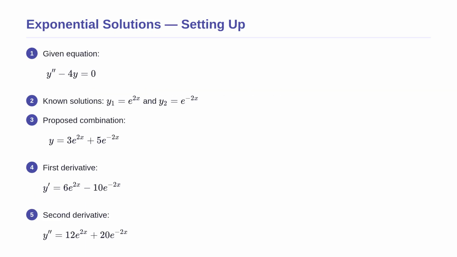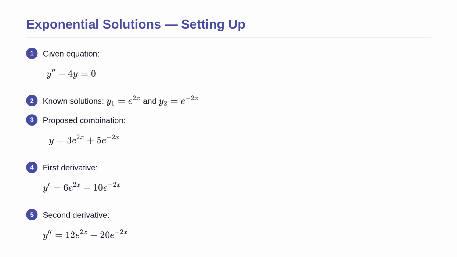Before we prove this works for everything, let us see this with a concrete example. Consider the second-order differential equation y double prime minus 4y equals 0. We are given two known solutions, e to the power of 2x and e to the power of negative 2x. We want to test if a specific linear combination, y equals 3 times e to the 2x plus 5 times e to the negative 2x, is also a valid solution.